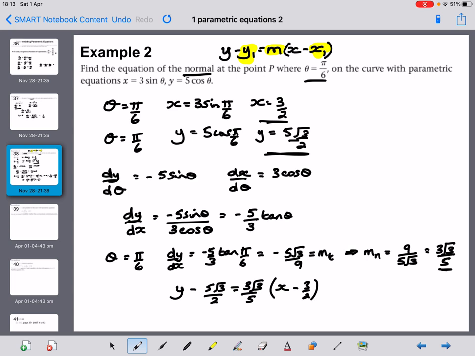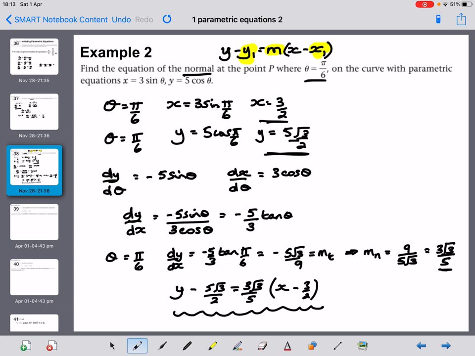Okay, it doesn't say whether we need to get it in the form y equals mx plus c or not. So if it was me, I would just leave it like that. It's perfectly valid. You could rearrange it if you want. You could get the 2 and the 5 off the bottom, but why mess?